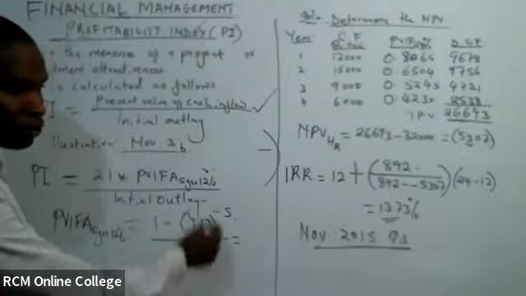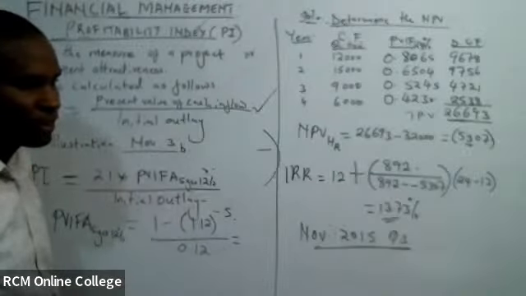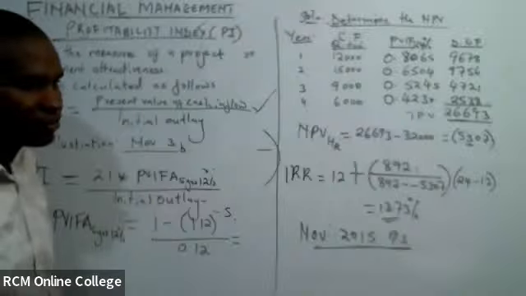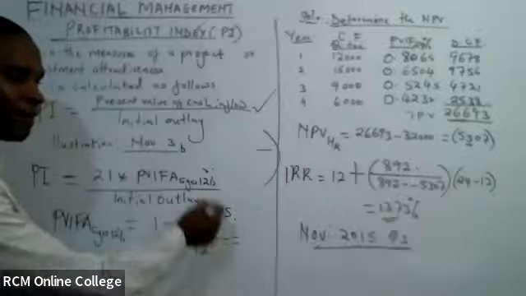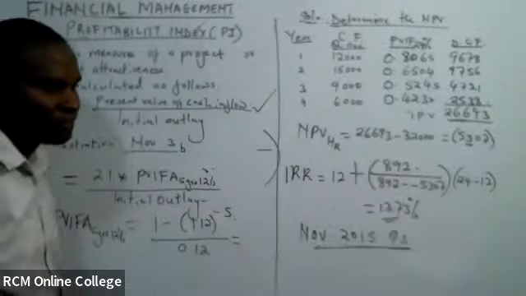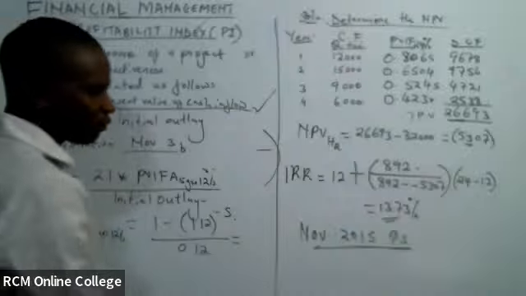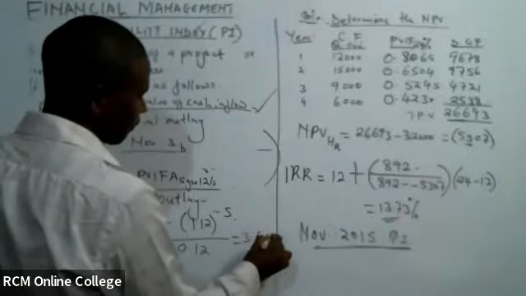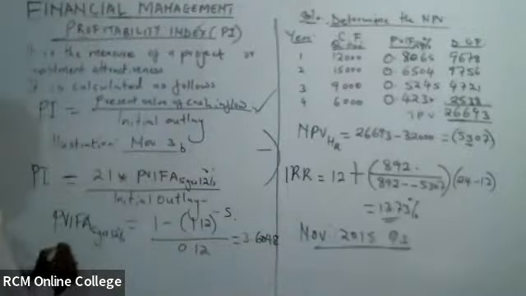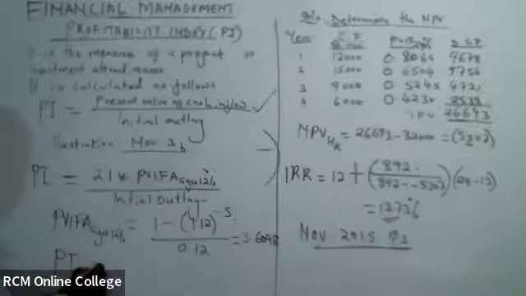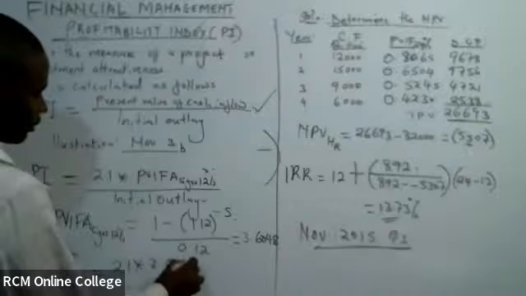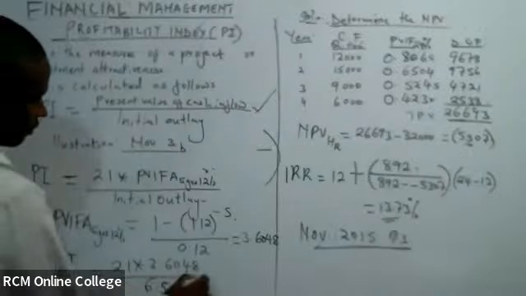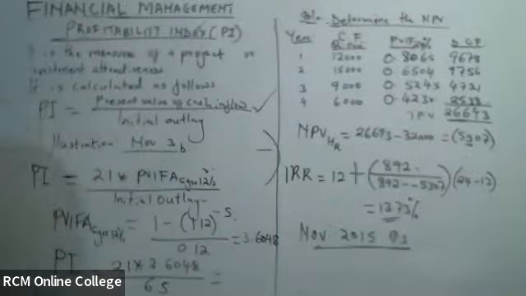Is this correct, to get my PVFA? Type Y for yes if it's correct. If not, let's correct it. Kennedy, Miriam, confirming it's correct. Great. Now, what is my PVFA? To 4 decimal places, 3.6048. Therefore, to get my PI, it's simple now. PI will be given by 21 times 3.6048 divided by 65.